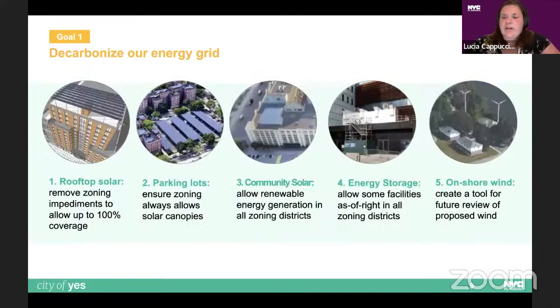So to support the ongoing work of cleaning the grid, New York City zoning can help in 5 key areas that you'll see here. So first, we can take a look at our rooftop zoning allowances to ensure that there aren't any limitations holding us back from solar goals. In many districts, for example, there are current limits on the amount of rooftop that can be covered by solar.